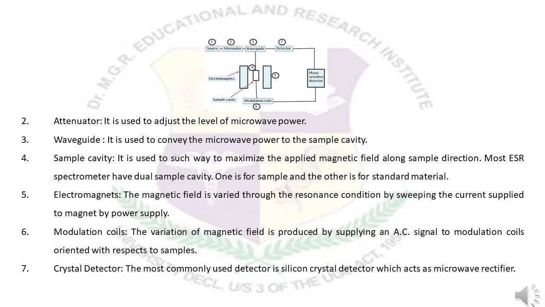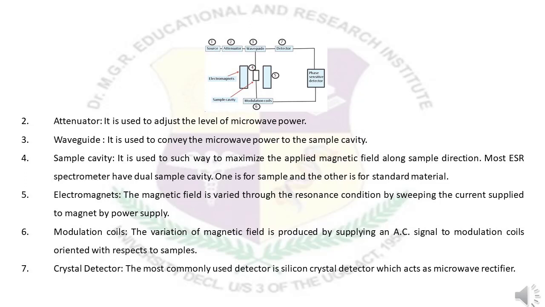Listed here are a few more components. The attenuator is the one used to adjust the level of microwave power. A waveguide is used to convey the microwave power to the sample cavity that holds the sample. The sample cavity is used in such a way as to maximize the applied magnetic field along the sample direction. And most ESR spectrometers have a dual sample cavity, one that holds the sample to be analyzed, and the other for standard material. The standard material here is DPPH.